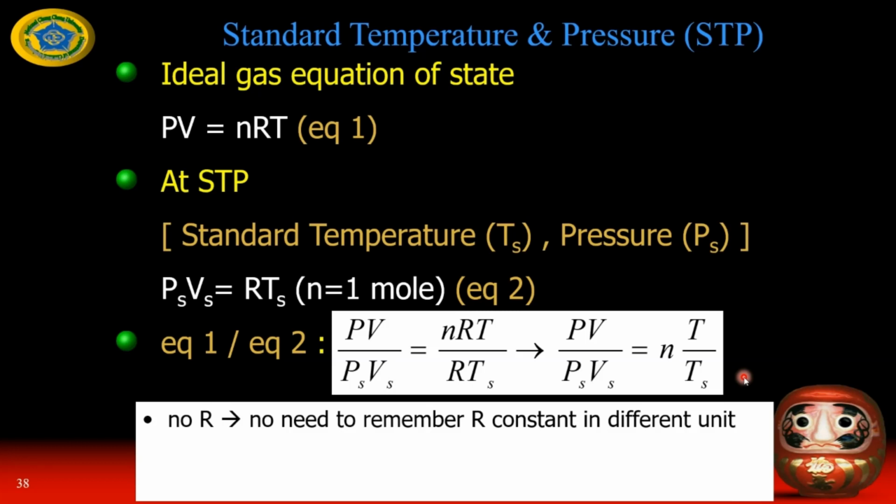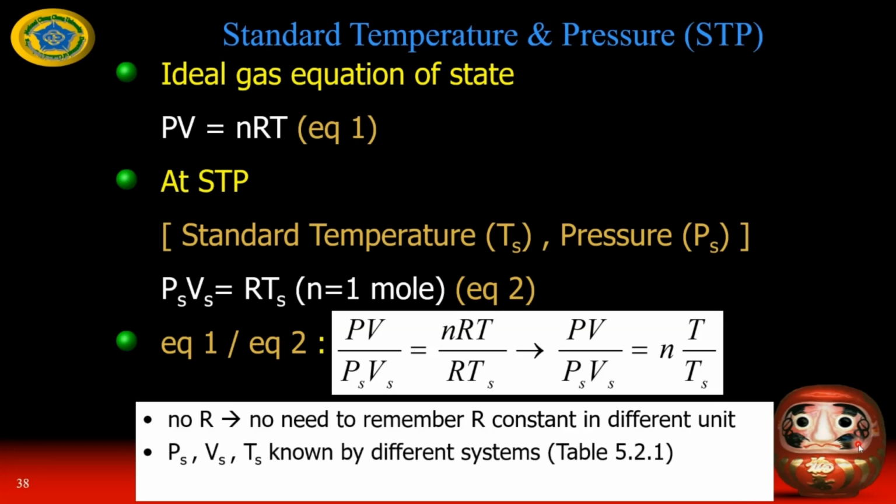So the point here is that there is no gas constant in this equation if you have a standard condition as a reference, okay? So no need to remember the R constant in different units. Different units means what? SI system, American Engineering System, or CGS system. And the PVT values differ by system, as we know. No need for R to calculate pressure, volume, mole, or temperature.